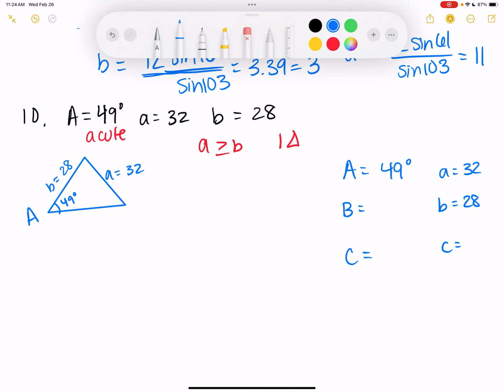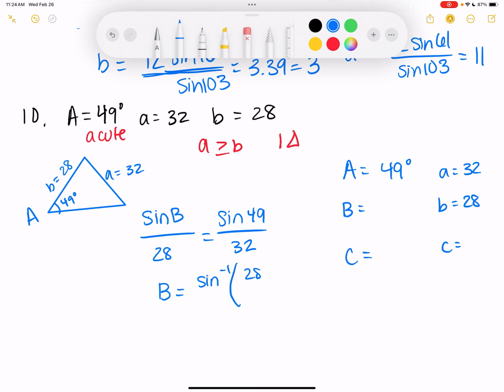So I'm solving for B, so I'm going to have the formula that I used in the last one flipped. So it'll be sine of B over 28 equals the sine of 49 over 32. So I'm going to multiply by 28, and then I need to take the inverse sine to get rid of the sine over here so I can get B by itself. So B is the inverse sine of 28 times the sine of 49 over 32.